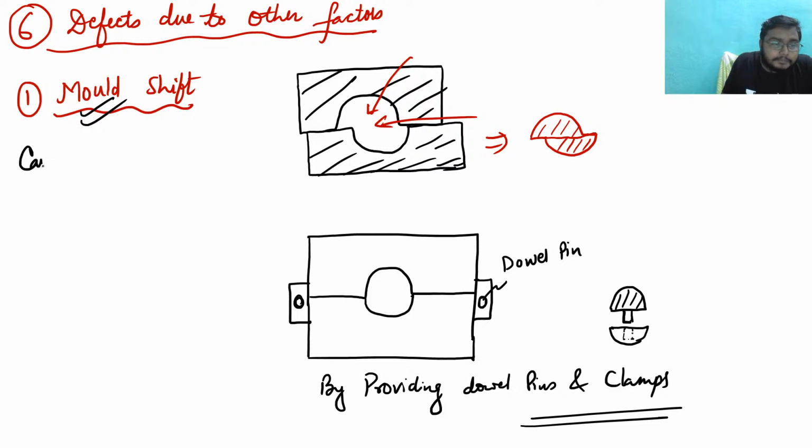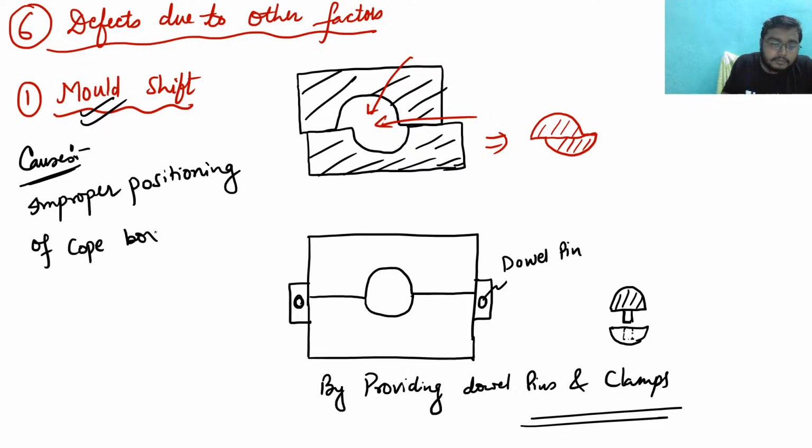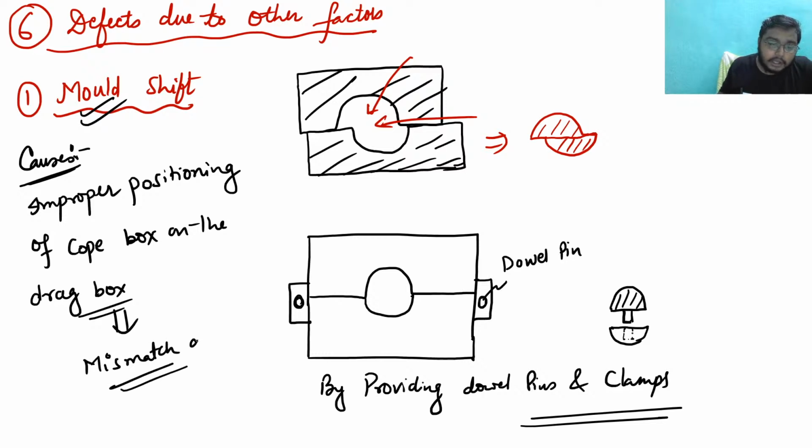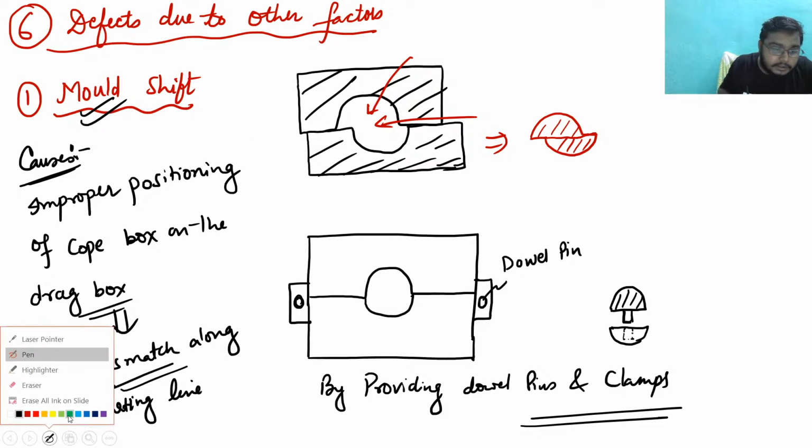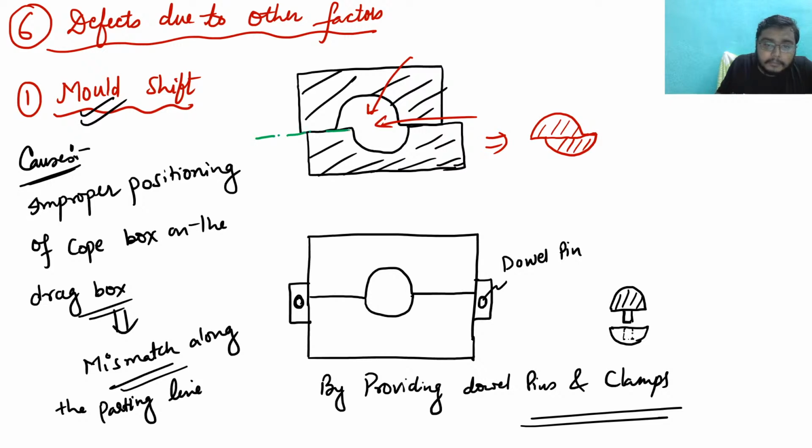Again I am telling what are the causes of this mold shift. The cause is improper positioning of the cope box on the drag, and hence there is a mismatch along the parting line. So this is my parting line. There is a mismatch in this parting line, right? So this is known as mold shift.